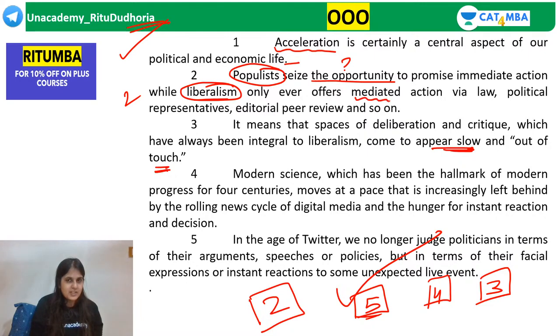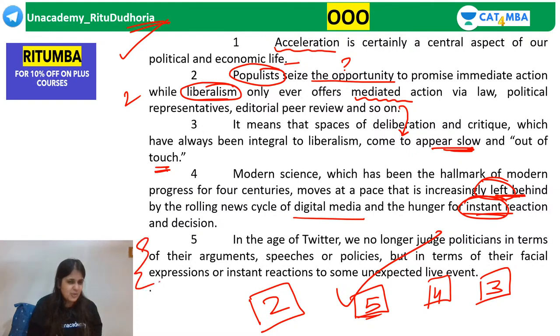Why slow and out of touch? Because it does not give you an immediate action. There is no immediacy. So I can say that 2 and 3 are related to each other in a certain way. Modern science, which has been the hallmark of modern progress for 4 centuries, moves at a pace that is increasingly left behind by the rolling news cycle of digital media and the hunger for instant reaction and decision. This also talks about being left behind, instant reaction. Okay, now, in the age of Twitter, we no longer judge politicians in terms of their arguments, speeches, or policies, but in terms of their facial expressions or instant reactions to some unexpected live event.